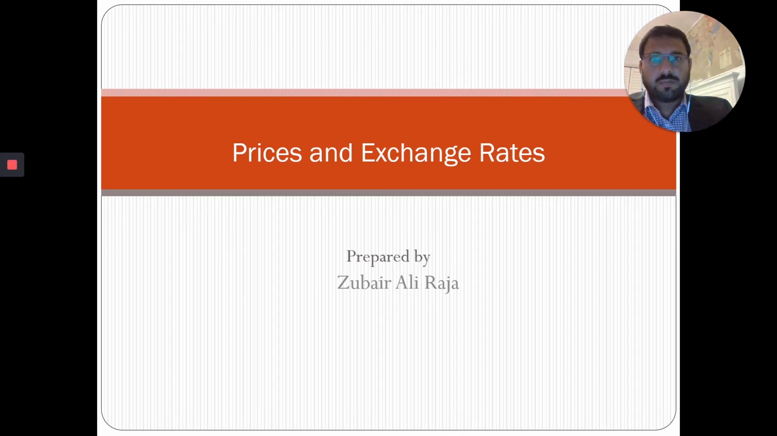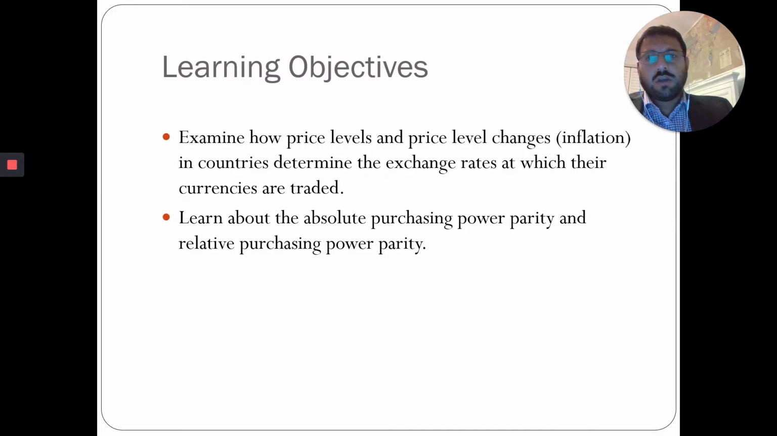Hello guys. In this knowledge module, we'll talk about the relationship between the prices and the exchange rate. So we have a learning objective where we'll see how the price level and the change in the price level, meaning inflation, in different countries determine the exchange rate of their currencies. In doing so, we will learn about two economic theories: one is called absolute purchasing power parity and the other one is called relative purchasing power parity.